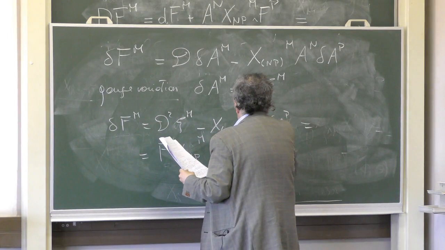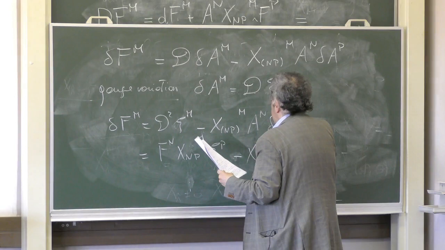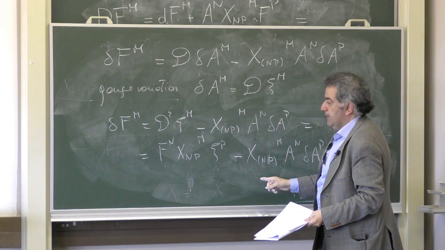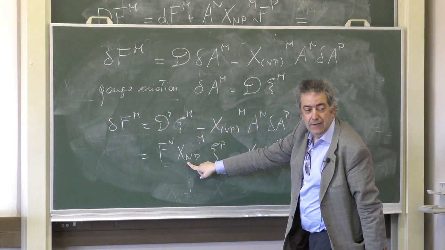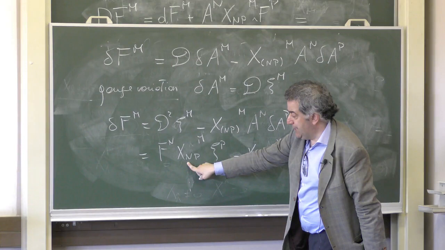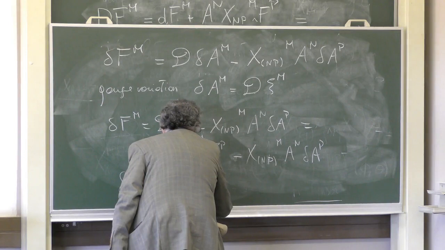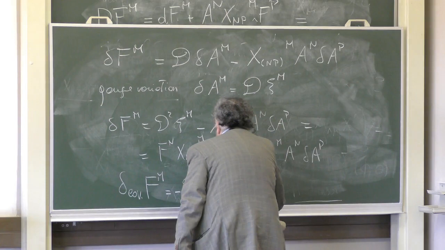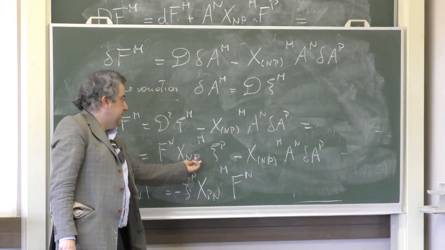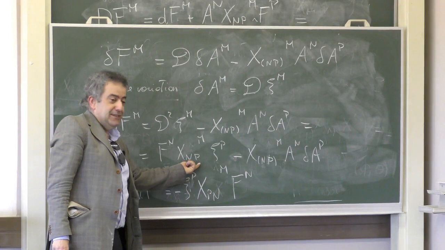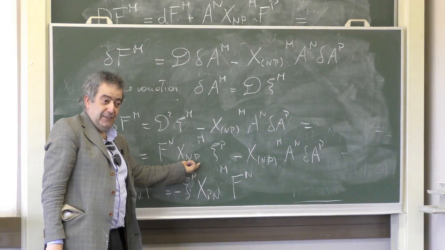Okay. Now this is not the correct variation, the covariant variation, of F^M. What would be the covariant variation of F^M? You see, the covariant variation of F^M would be minus Lambda^P X_PN^M F^N. This would be the covariant variation. Now you may say, okay, but if I swap these two indices with a minus, I get the right variation. Unfortunately, these two indices are not antisymmetric. This is the main point. They are not antisymmetric, so this is not equal to this.